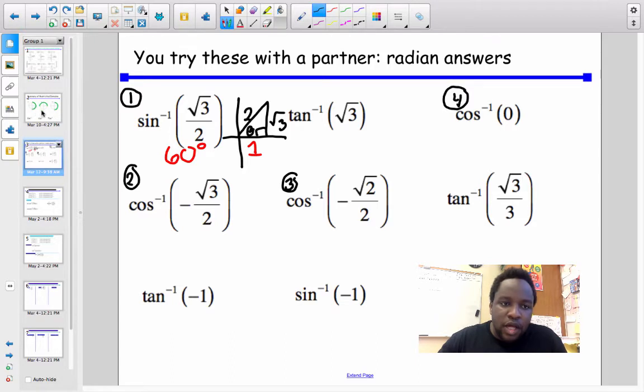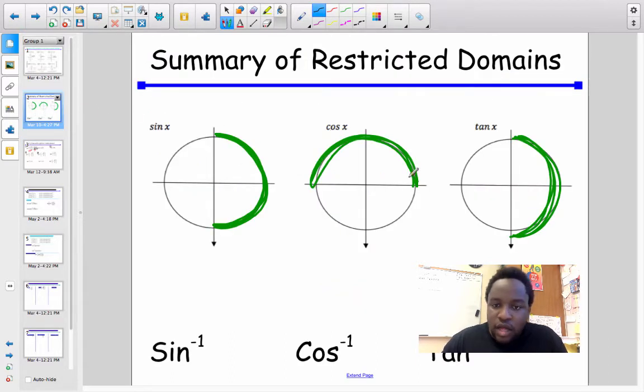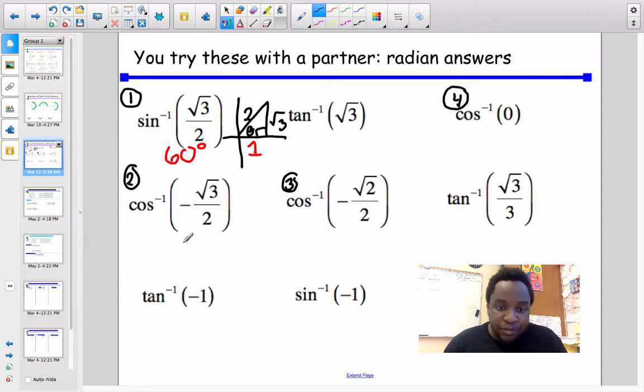Now, the range that inverse cosine can give is between 0 and pi. So when between 0 and pi is cosine negative? Cosine is negative between pi over 2 and pi. So we know that our answer should be somewhere between pi over 2 and pi.